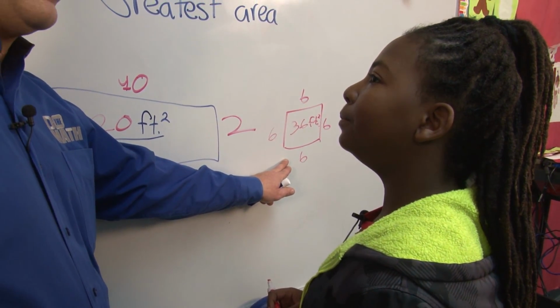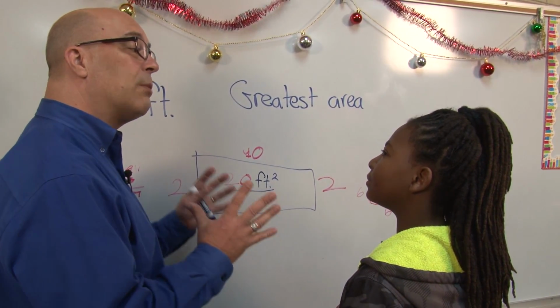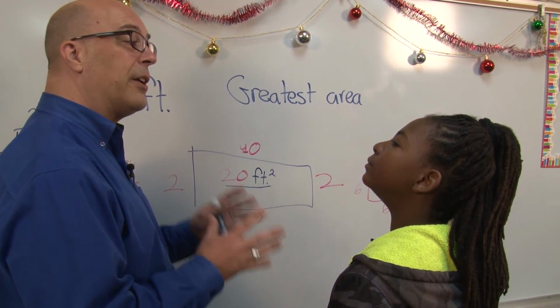All right. So that's how you can do that. So when you've got a number of feet and you want to get the greatest area, the closer you get to a square, the most area you will have.